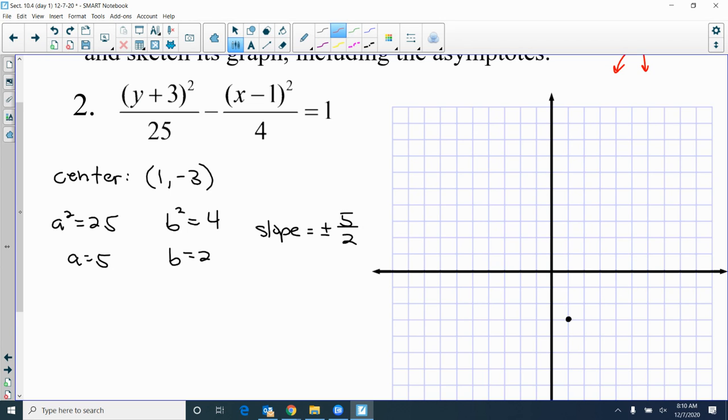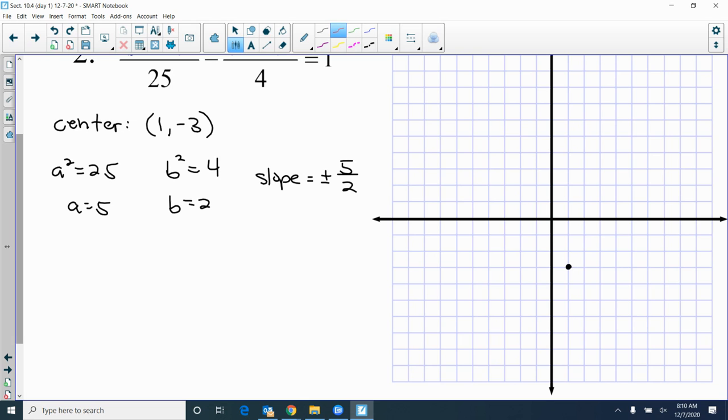I'm going to use that to make a box, a rectangle from the center. I'm going to go up 1, 2, 3, 4, 5, over 2 to the right, over 2 to the left, over 2 to the right, over 2 to the left. Some people don't draw in the dotted lines for the box. I mean, you don't have to. You need those 4 points though, and then draw your asymptotes through there.